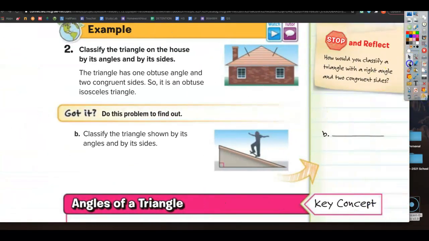So example 2, it says to classify it by its sides and angles. So how many answers should I have? 2 of them. Let's see. Julia, what would I classify it by its sides? It is obtuse. That's by its angle. So then, Hayden, how would you classify it by its sides? Yes. Isosceles and why? Perfect. It had at least 2 congruent sides.